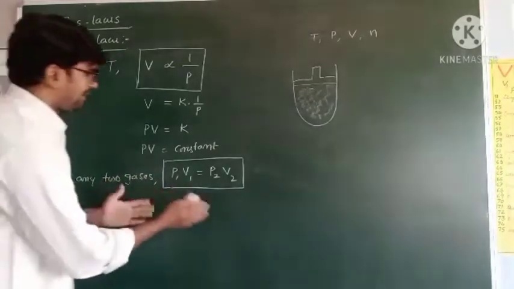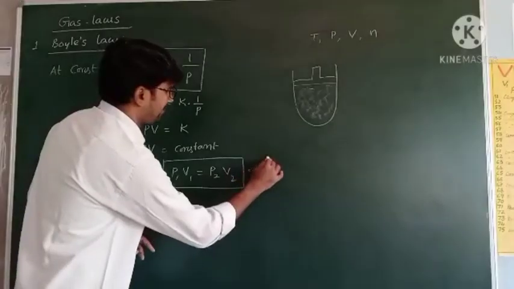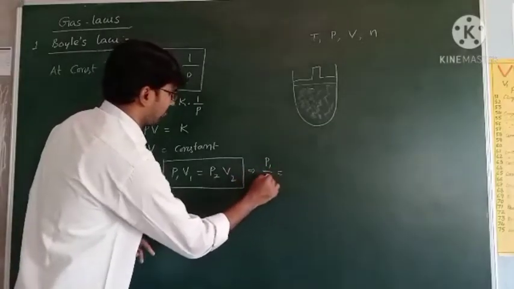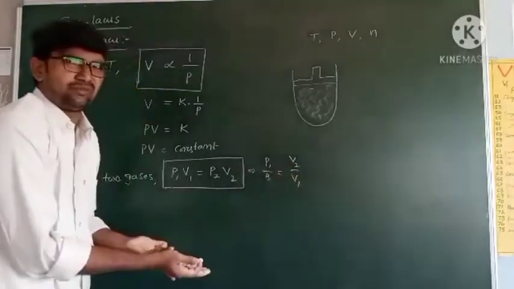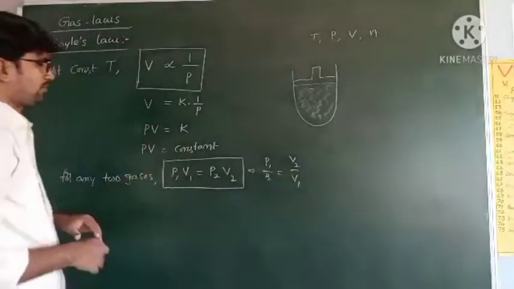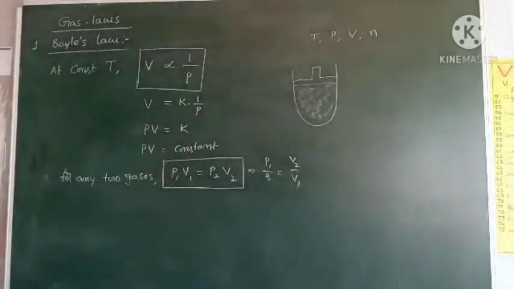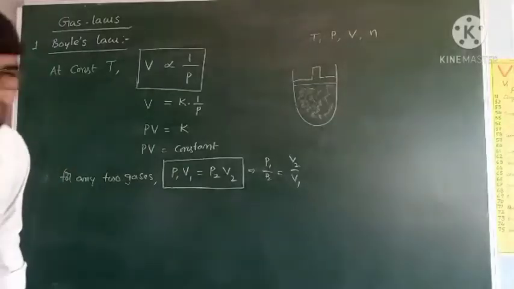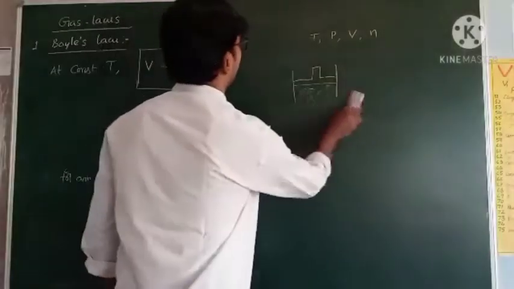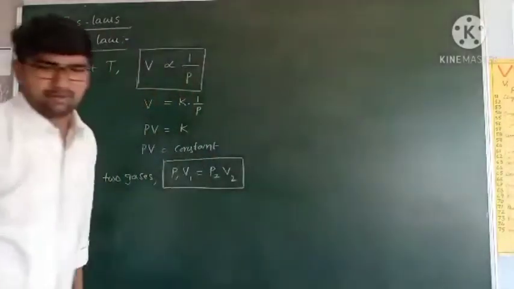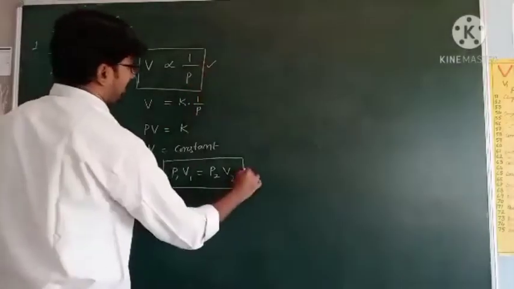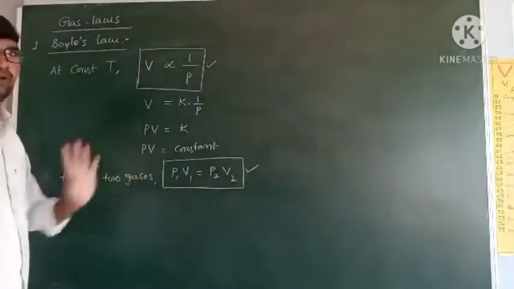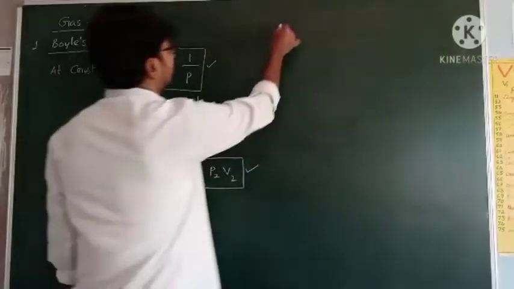Of course, this can be written in other words as P1 by P2 is equal to V2 by V1. Both are the same, no problem. We can convert in any manner. Now, graphs about this. Remember, all of you, this is an important relation, and this is the other important relation. These two are important. Now graphs.